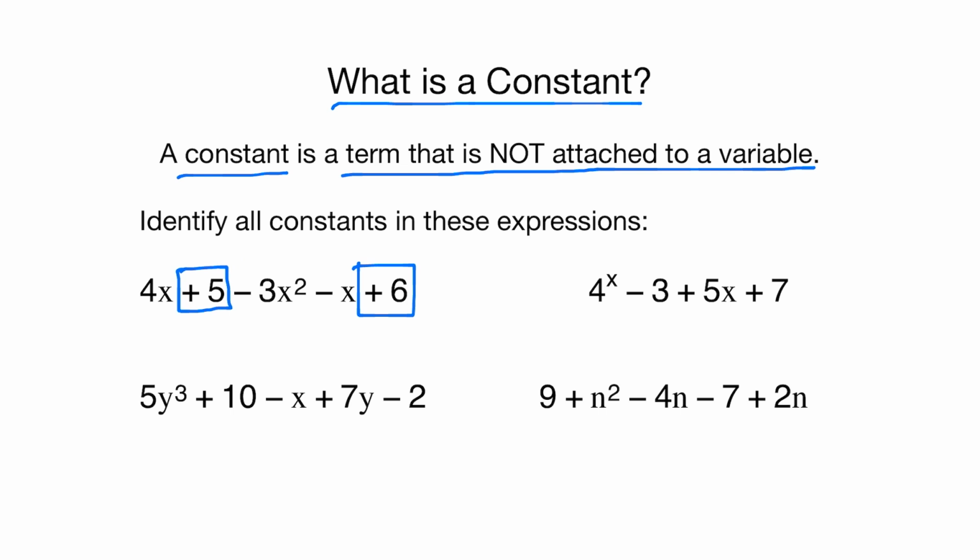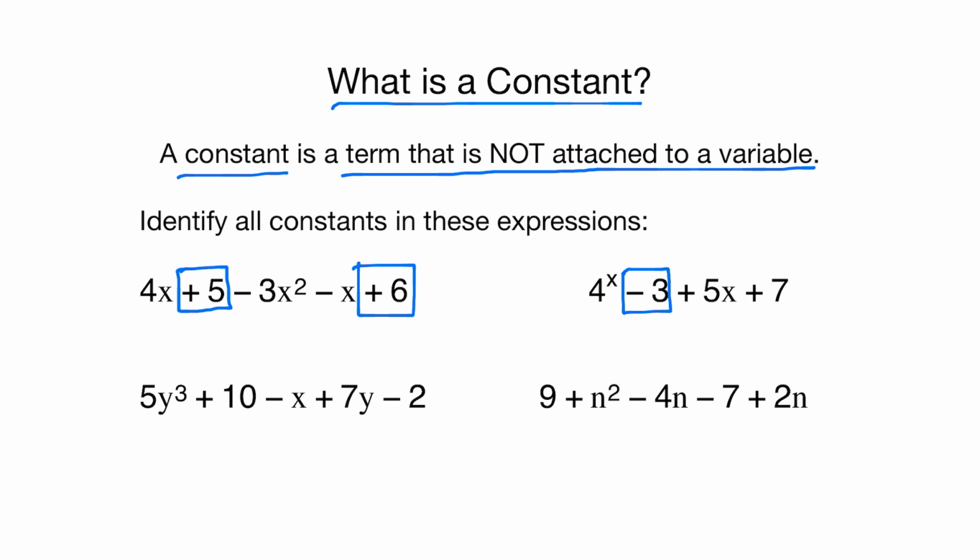Next, we have 4 to the power of x. This 4 is being raised to the power of a variable, so it's attached to a variable and it's not a constant. Minus 3. Minus 3 is not being multiplied, divided, or raised to a variable. It's by itself, so it is a constant. That minus 3 is always minus 3.